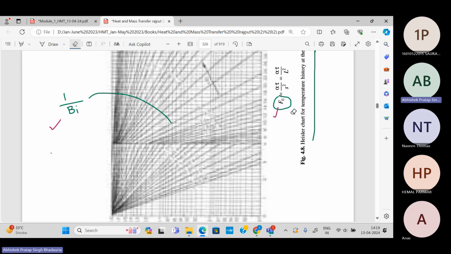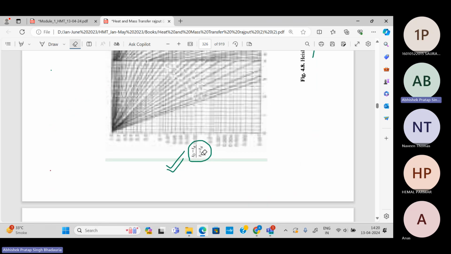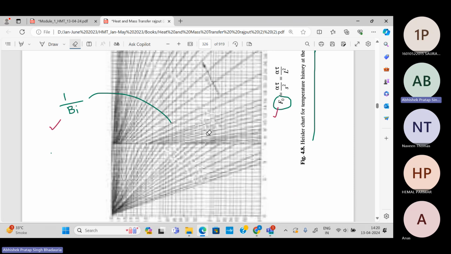What did we do? Look, in the Heisler chart there are 3 parameters. On the x-axis the Fourier number is there, and on the y-axis this temperature distribution is there, T naught minus Ta divided by Ti minus Ta. And these curves are expressed in the form of 1 upon Biot number. So we have already calculated the Fourier number; its value is 3.424.